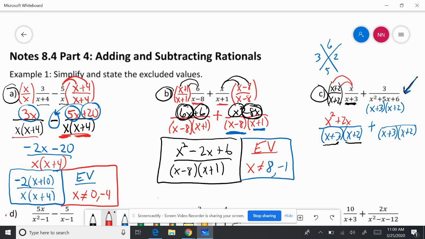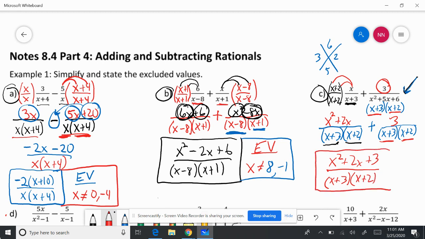Now, if we're looking at our second term, what we notice is that it has an x plus 3, it has an x plus 2. So that means there's nothing we need to multiply it by to already have the denominator. So we're going to keep the 3 right here. We're going to add the like terms. There are no like terms, so we put x squared plus 2x plus 3 over x plus 3 times x plus 2.